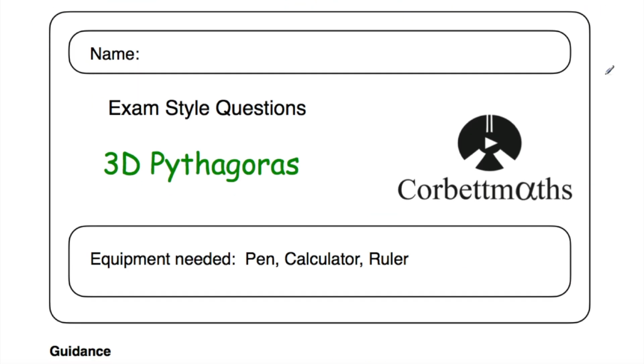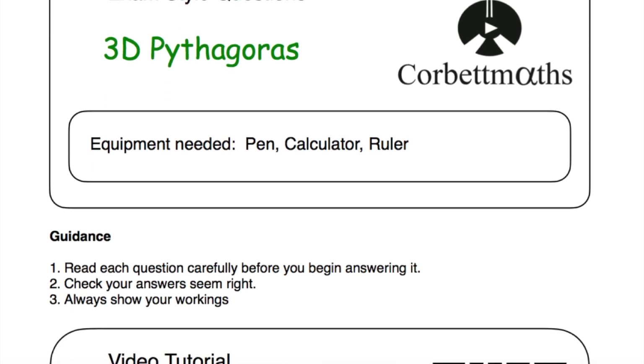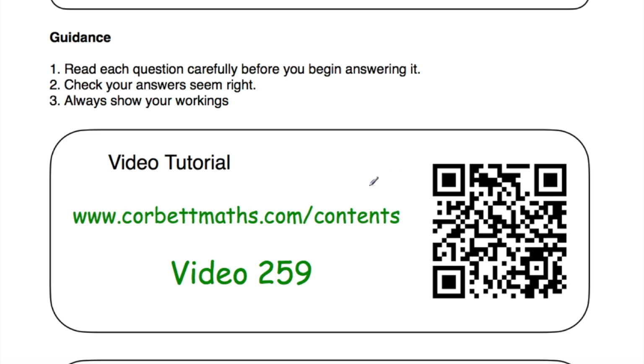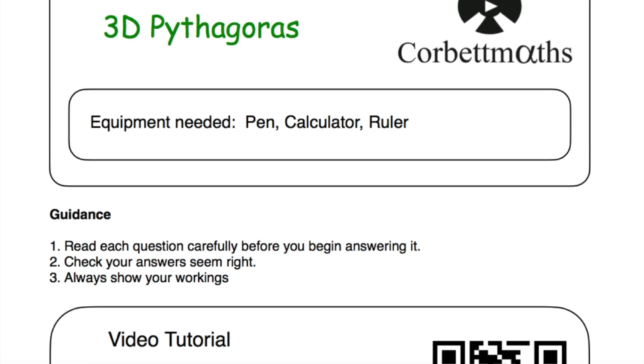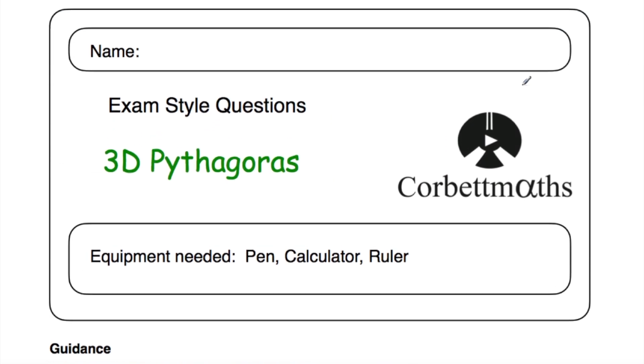So these have been the video solutions to the Corbettmaths Practice Questions on 3D Pythagoras. If you need any extra help on using Pythagoras' theorem in 3 dimensions, go to Corbettmaths and go to the videos and worksheets page and scroll down to video number 259. Alternatively, you can scan this QR code. But in this video, I went through the video solutions to the practice questions.